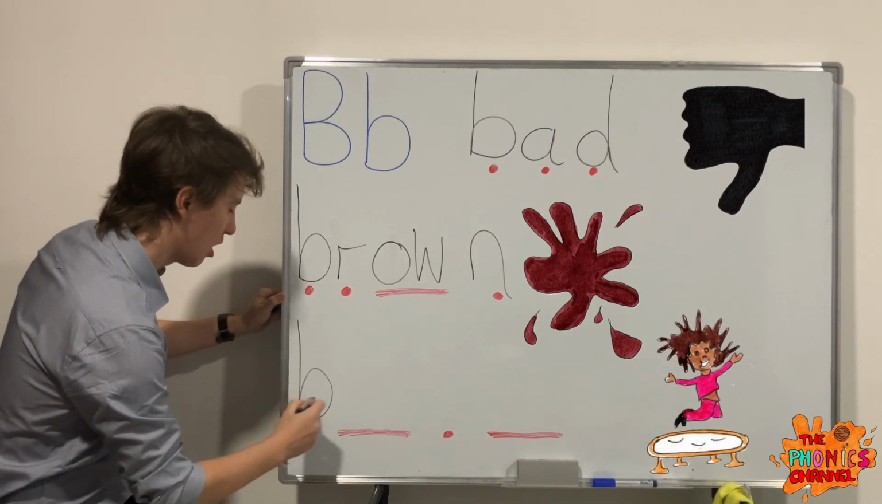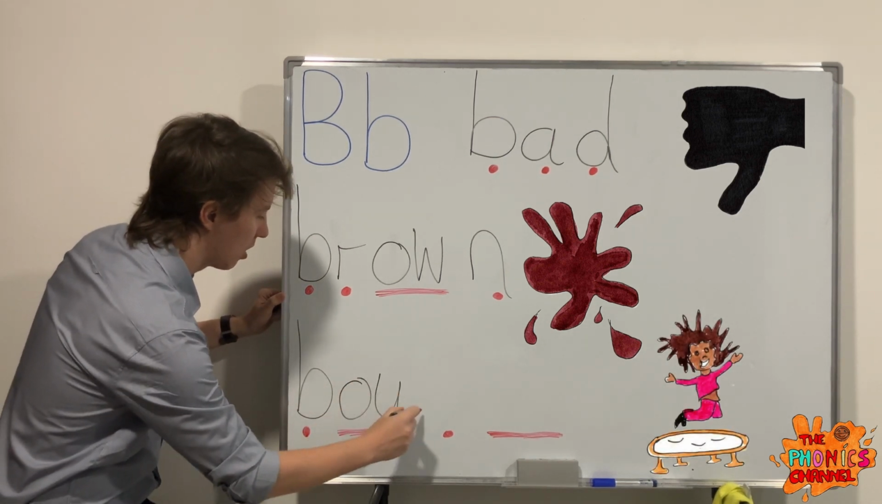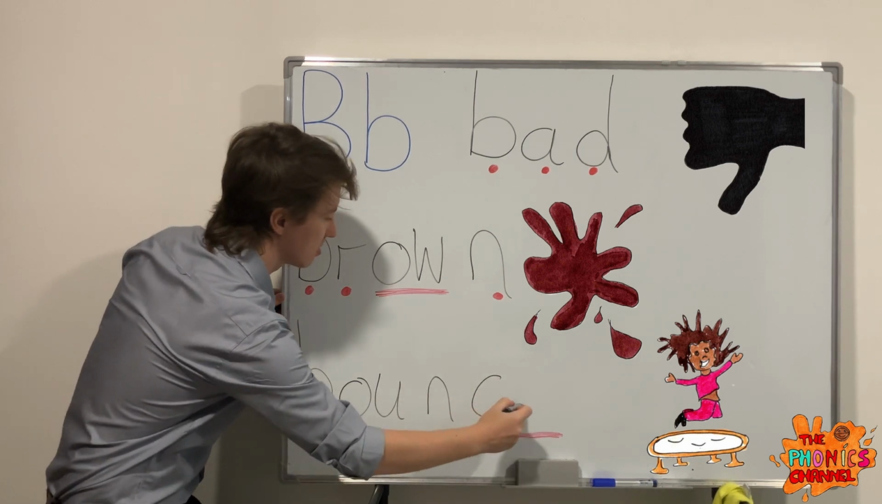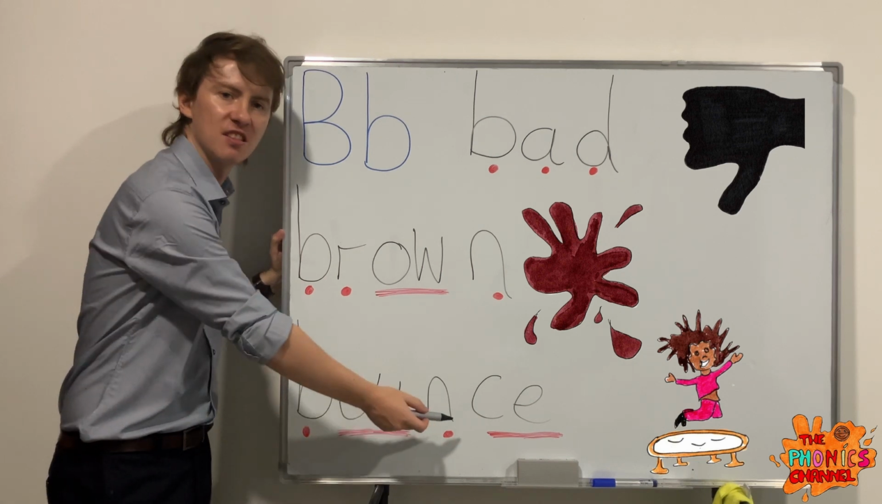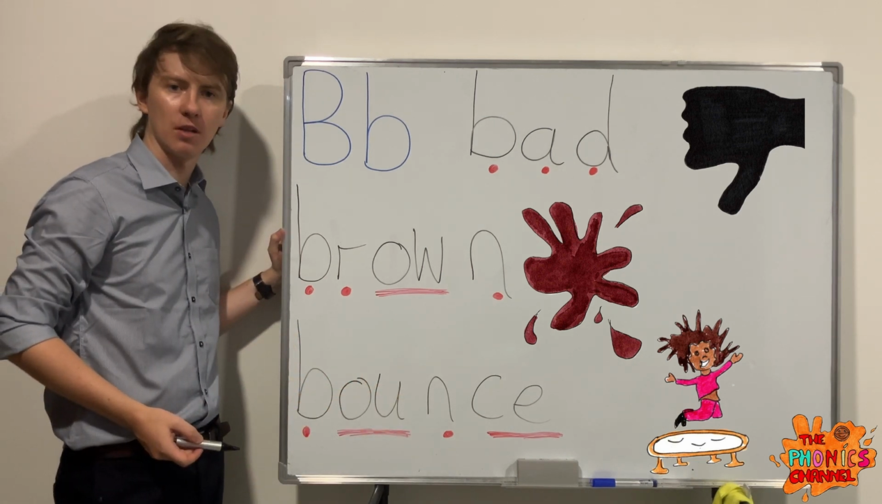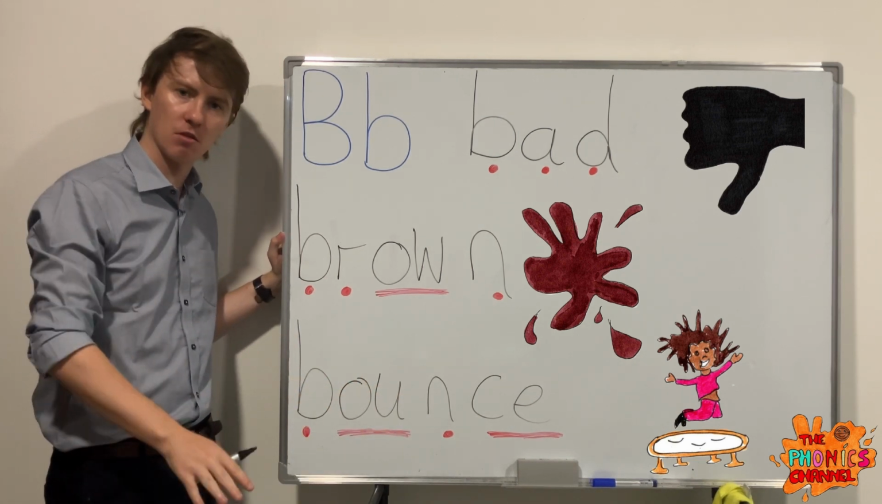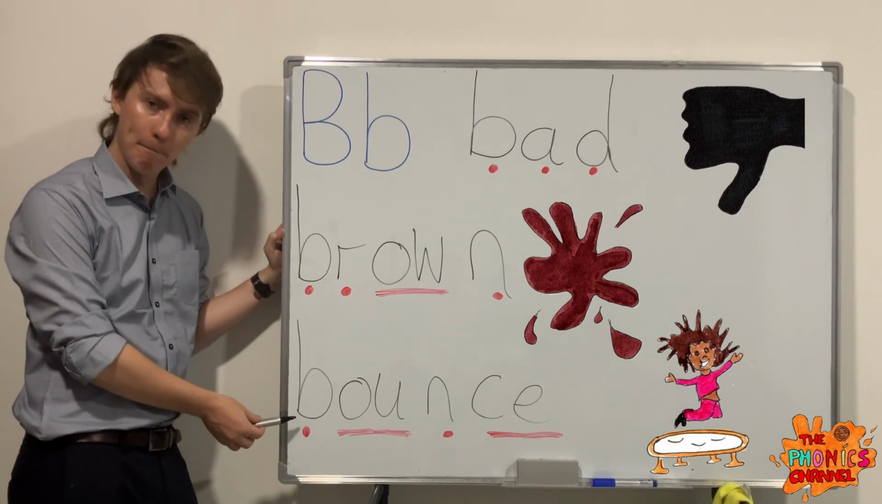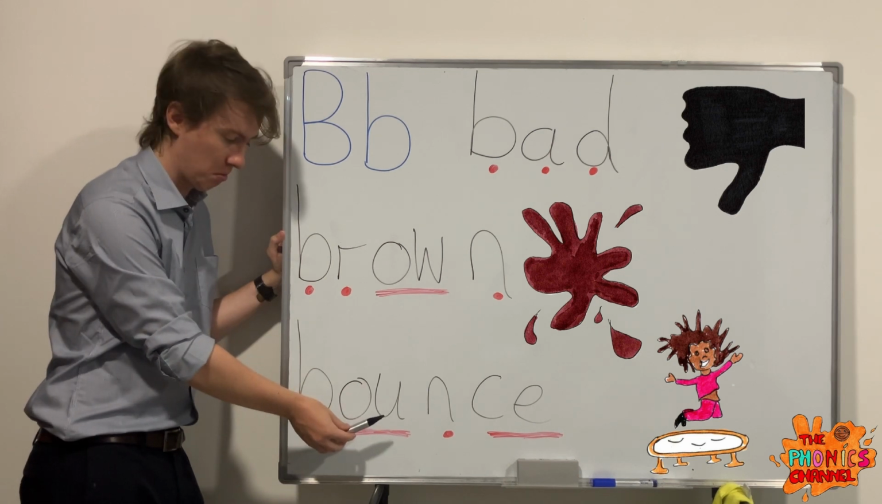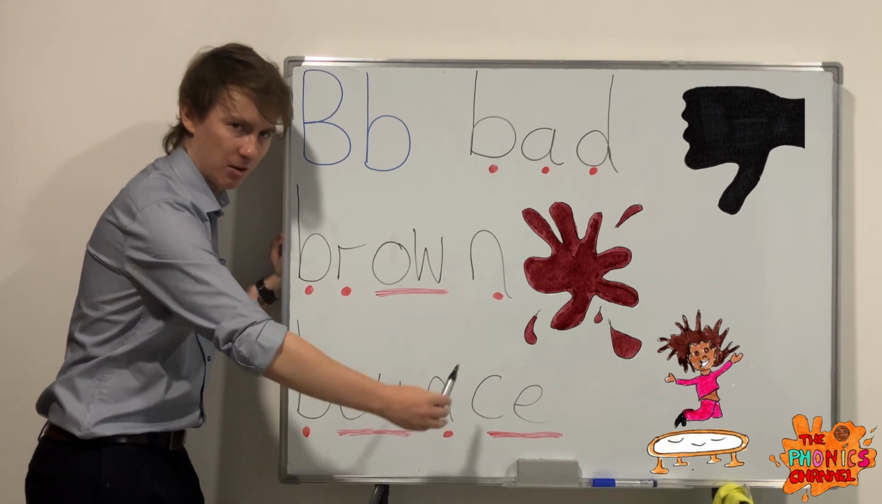Next, and the last one we have, is bounce. B, ow, s, bounce. B, ow, s, bounce. I will bounce the ball could be a sentence. B, ow, s, bounce.